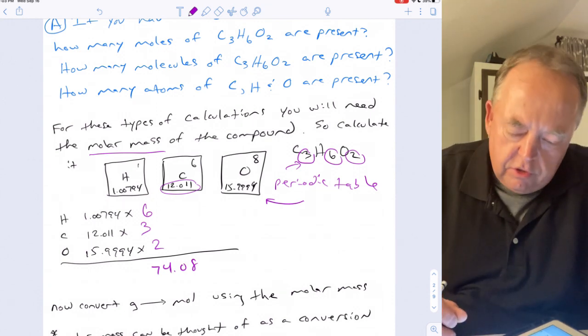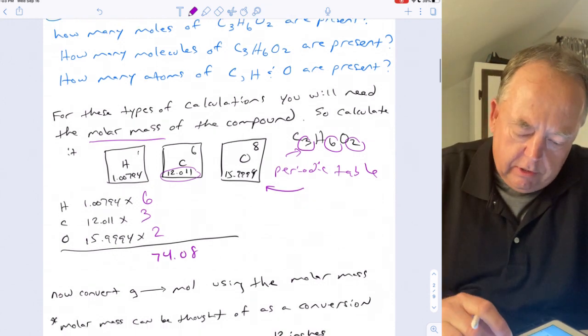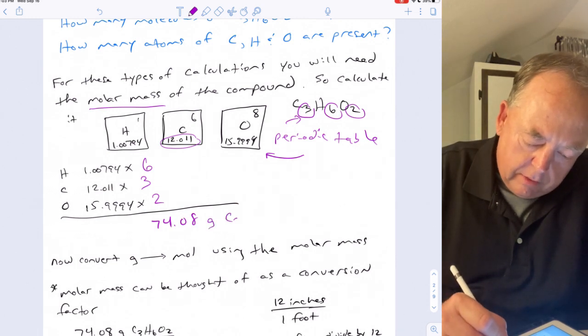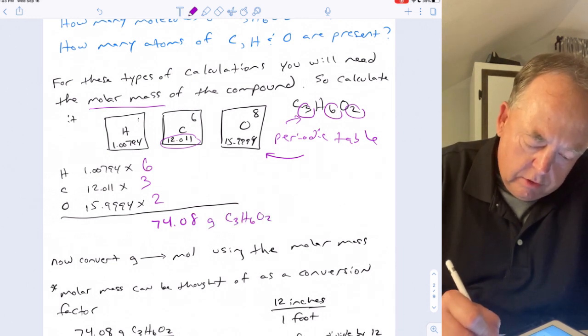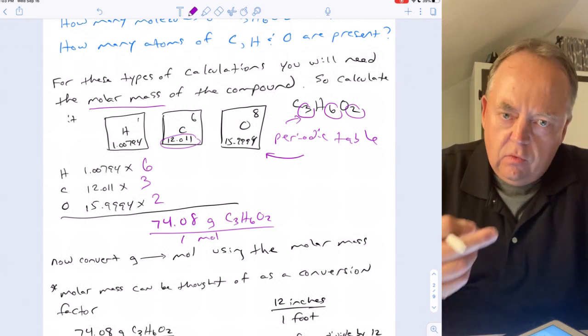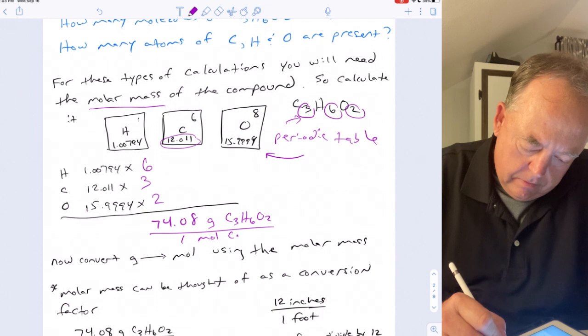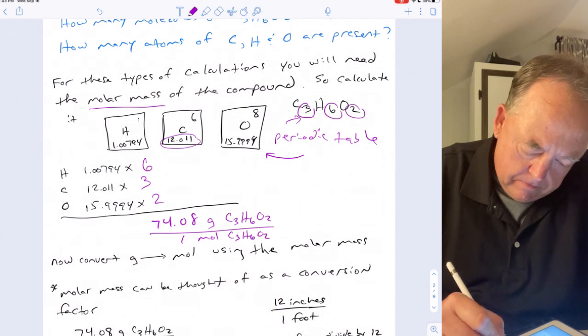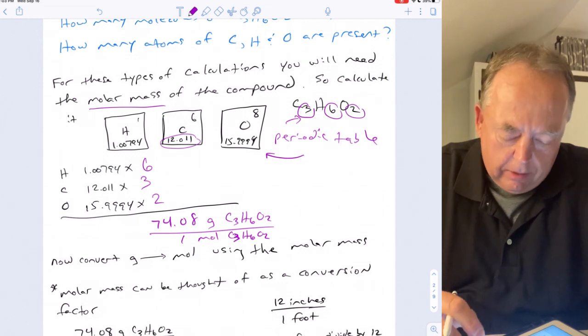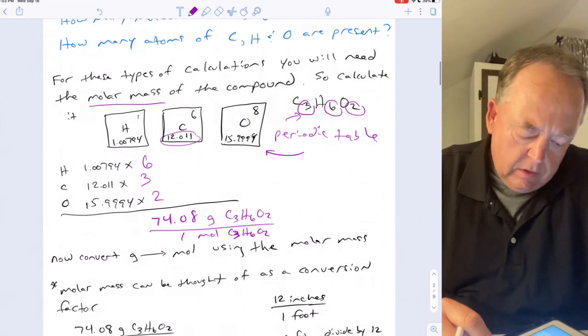And now you want to know what is the unit associated with that number. The unit is grams. Grams of what? Grams of C3H6O2 in 1 mole. So that's that many grams in 1 mole of the molecule. Again, you want to keep track of units in this chapter. It's going to help you get to the answer.